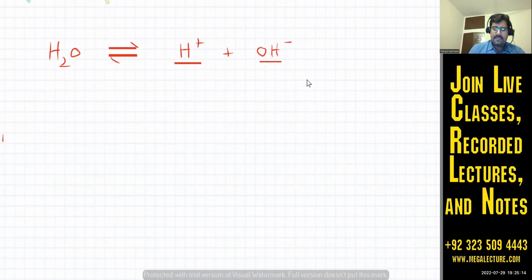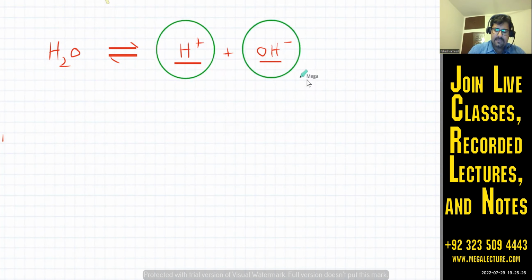Now, this solution will be of three different types. Okay, there's going to be H plus 1 and there's going to be OH ions. Sometimes what will happen is that your solution will have equal quantity of H plus 1 and OH ions. So the quantity of H plus 1 and the quantity of OH ions, they would be exactly the same.